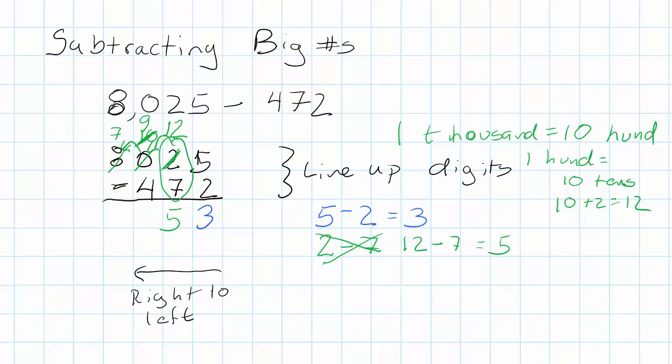Okay, hopefully that won't happen again, right? Remember, in the hundreds place, we now have 9 hundreds. So 9 minus 4, that's 5. And 7 minus an invisible 0. 7 minus 0, that's 7. We get 7,553.